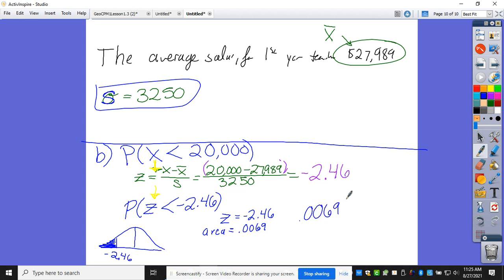Now, there are problems that'll ask for a percent. Can I change that to a percent? That's what percent? 0.69. So there is a 0.69 chance of randomly selecting a first year teacher and their starting salary being below $20,000. That's the context of what's going on.